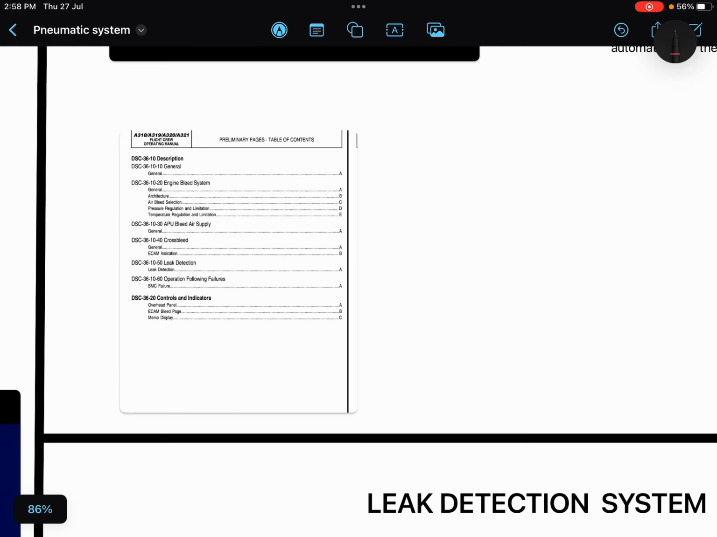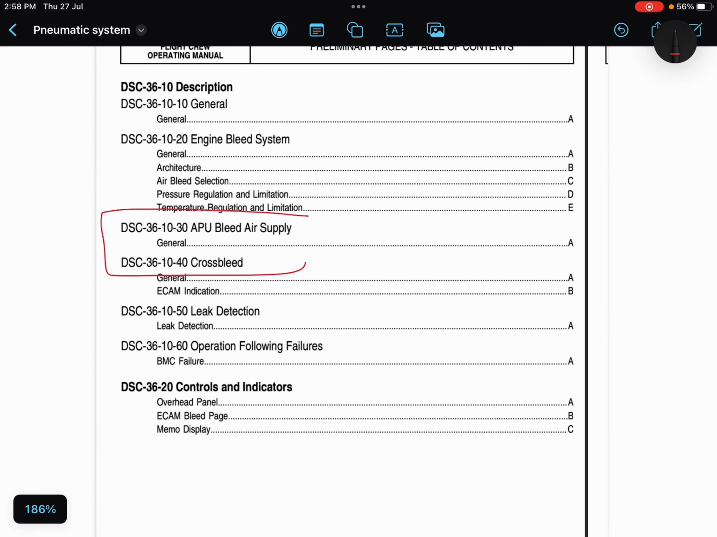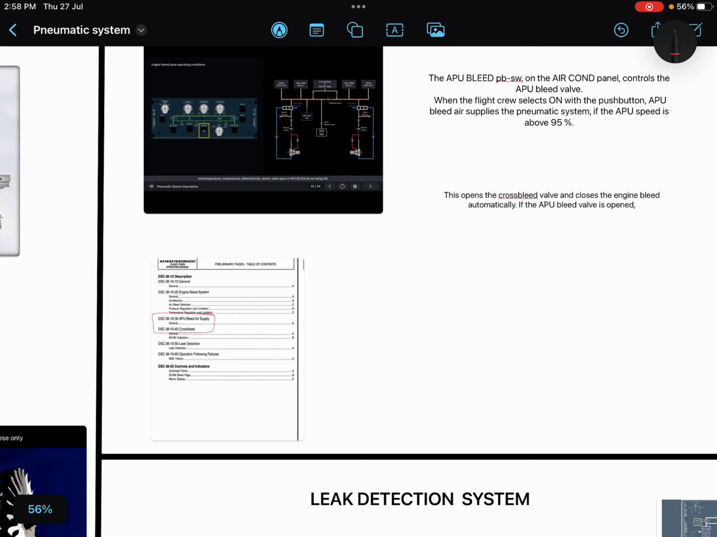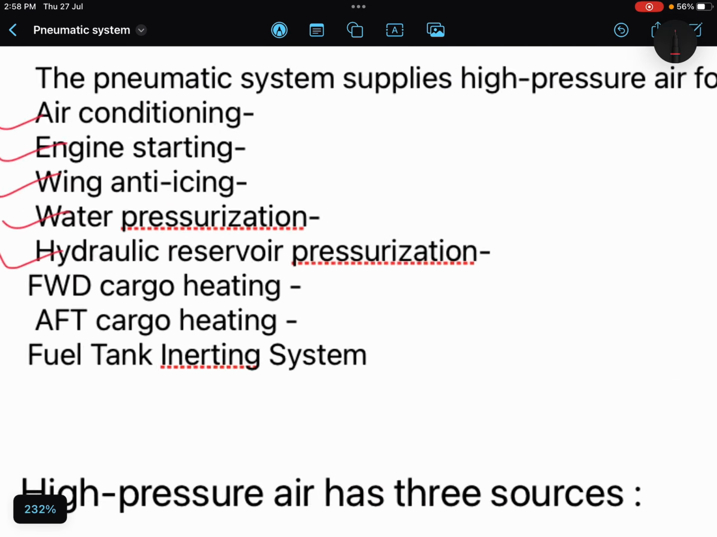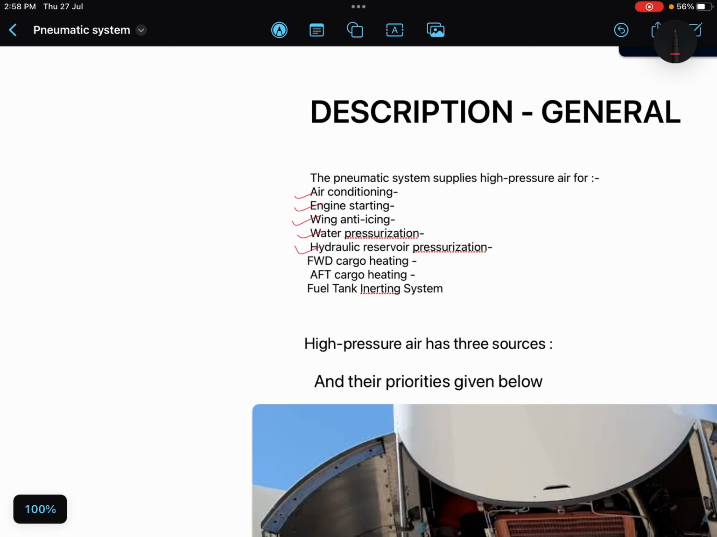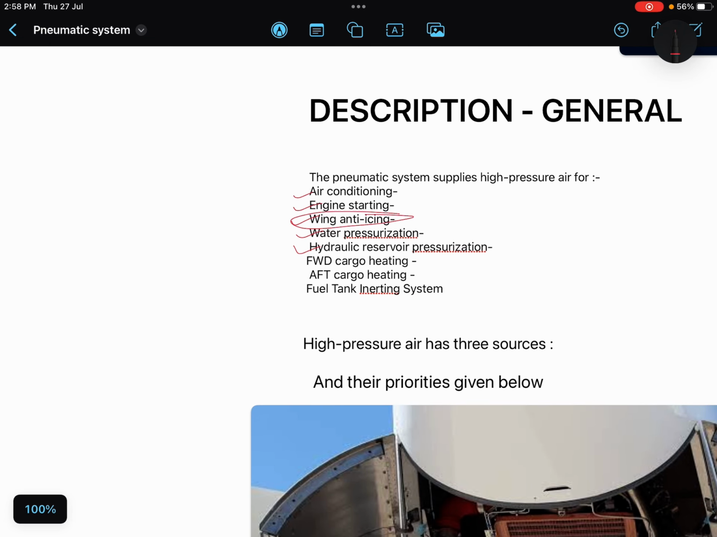Now comes the APU bleed air supply. We will talk about how APU supplies the bleed air to the systems. Which systems? All systems we have discussed except wing anti-ice. APU does not supply air for the wing anti-ice.